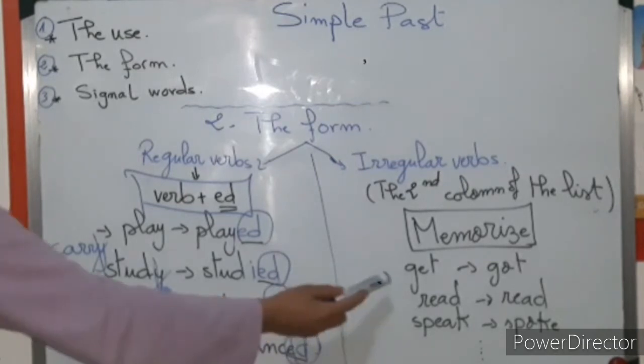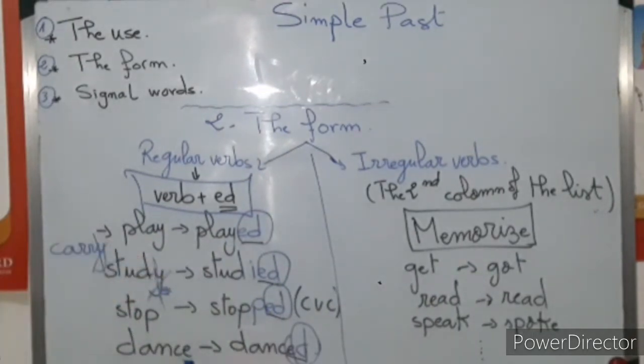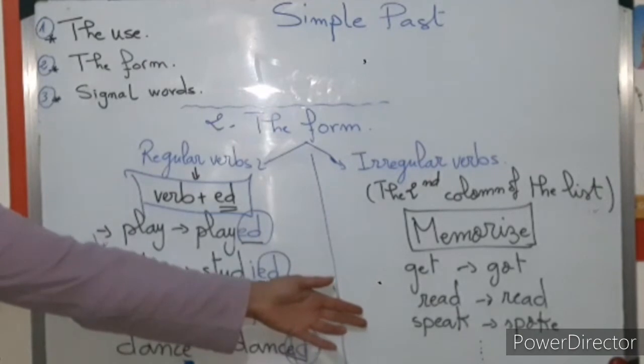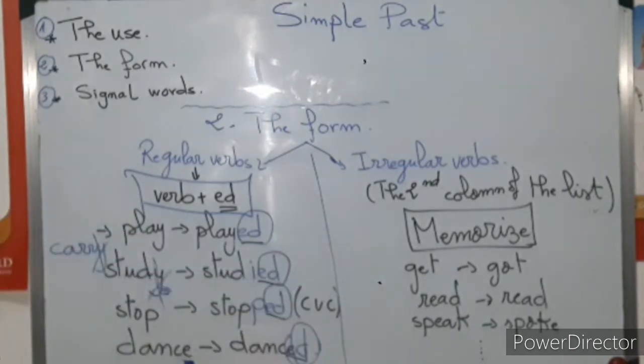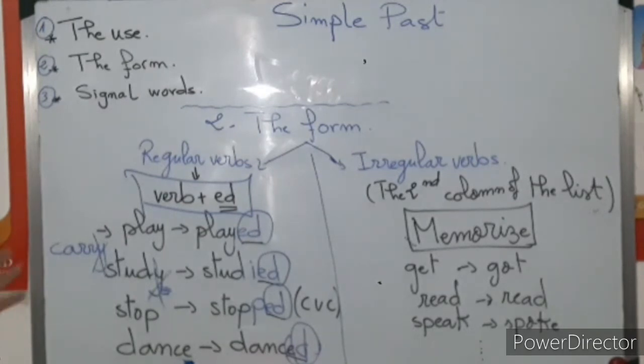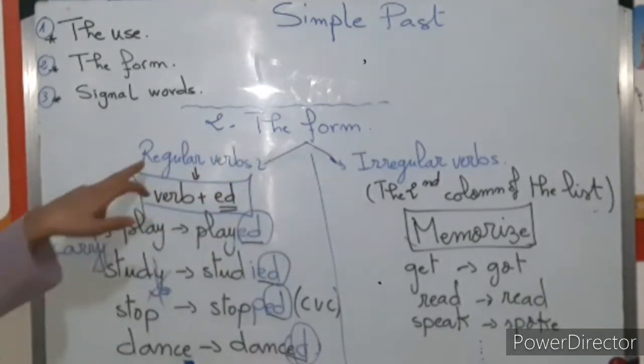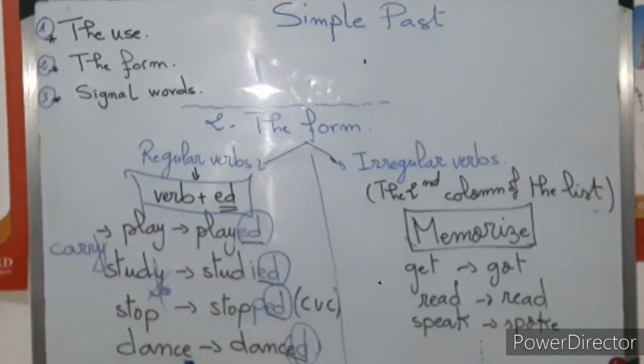Okay, for example, here you have get as the infinitive. Simple past is got. You have read. Simple past is read. You have speak. Simple past is spoke. So there are 3 examples, and they are completely different. So the only solution is to memorize. So I hope that you have understood that in simple past you have 2 types of verbs, regular and irregular. Here you have rules to follow, and here you don't.